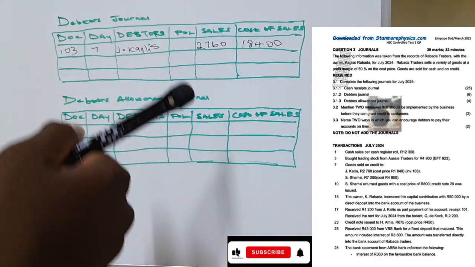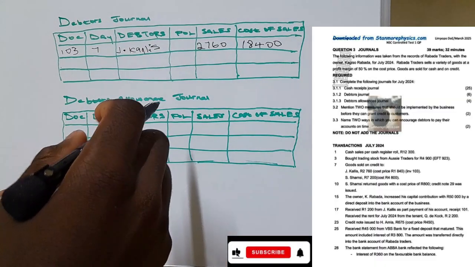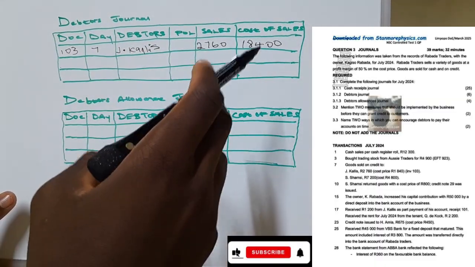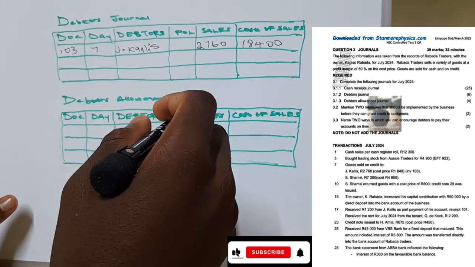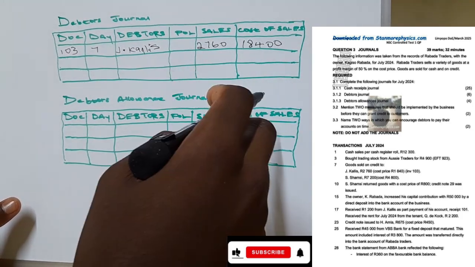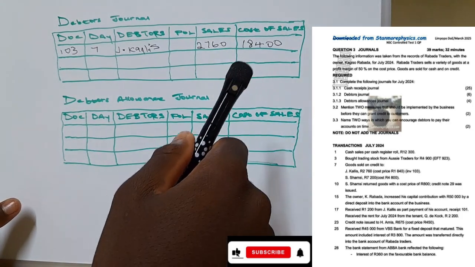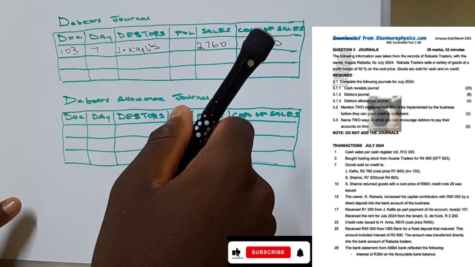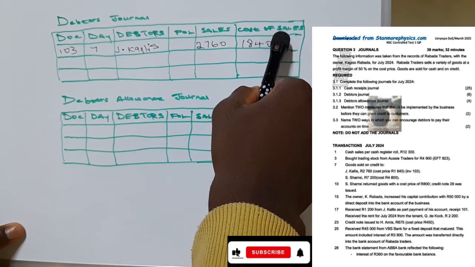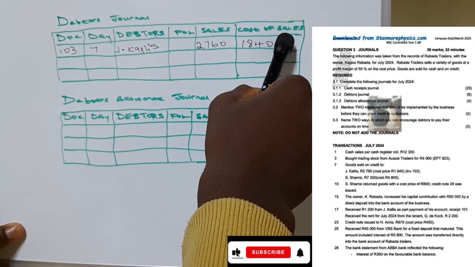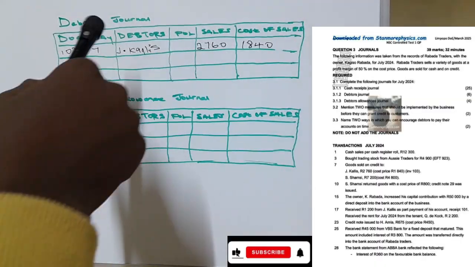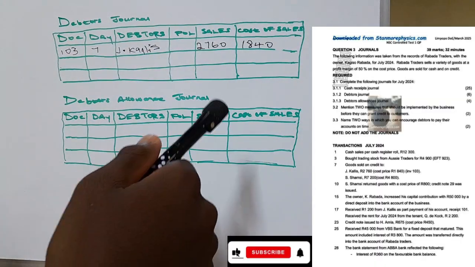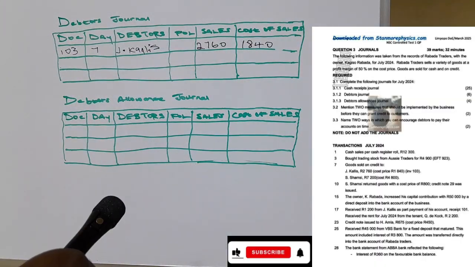Another thing, guys, you should be aware that sales should always be more than cost of sales. Yeah, sorry, I made a mistake, the day was supposed to be only 10. As I was telling you, sales will always be more than cost of sales.